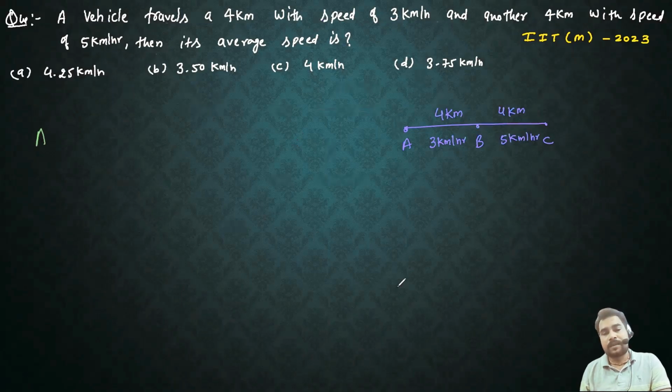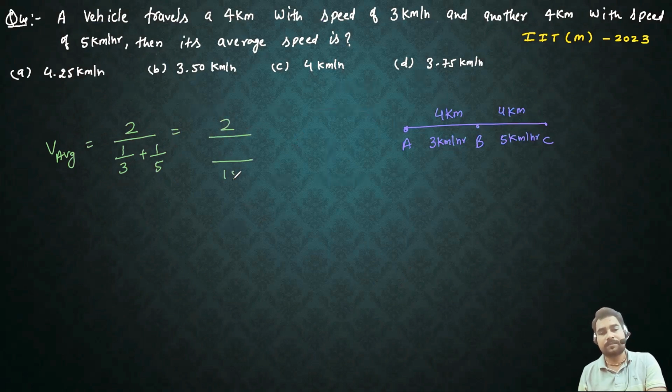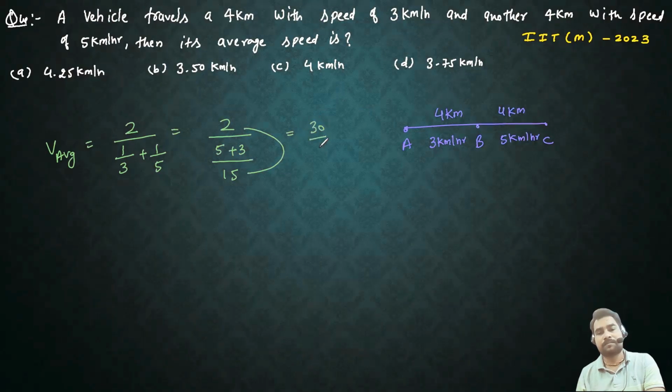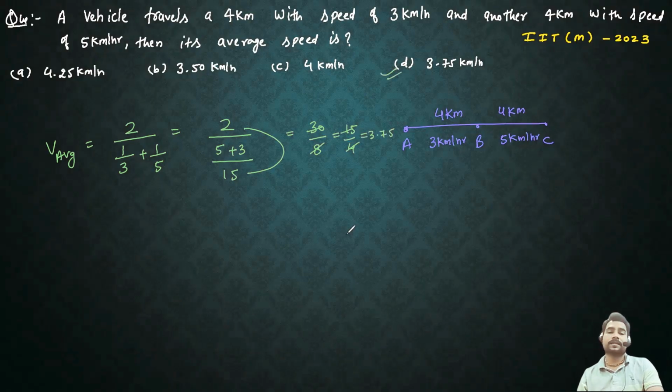In this case, the average velocity is going to be 2 upon 1 upon v1, which is 3, plus 1 upon v2, which is 5. If you solve this a little bit, with 15 as the LCM, 5 3s are 15 plus 3 5s are 15, multiply 15 with 2, so 30 upon 8, or if you divide by 2, 15 upon 4, or if you cancel it, you will get 3.75, which is your option D. So option D is the correct answer.